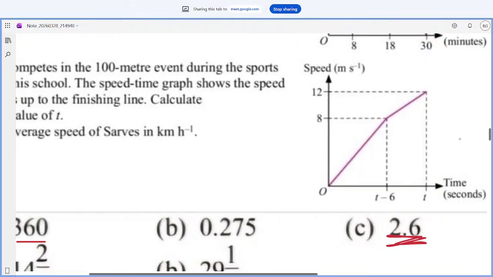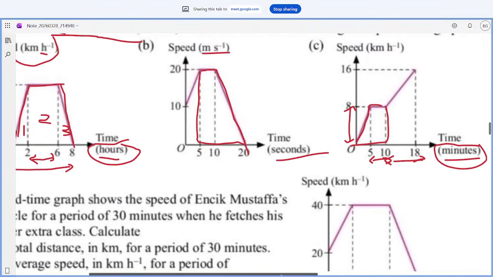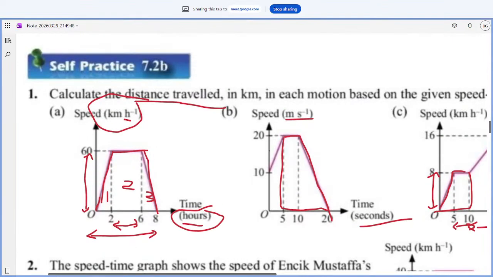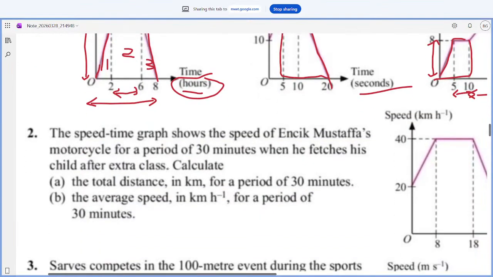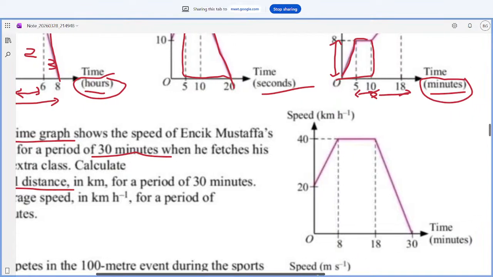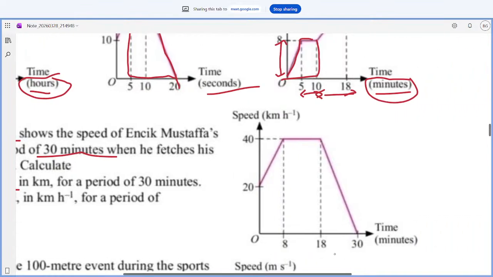Are you clear, guys? Question 1. All of you, clear how to do your question 1? Clear. Okay, next one, question 2. For question 2 is a speed time graph for 30 minutes. When he fetches the child after extra class, they want you to find the total distance. So total distance, how to count, guys? For 30 minutes, you need to use what? This is speed time. So distance, you need to find what? Anyone? Yes, okay, you need to find the area under the graph.